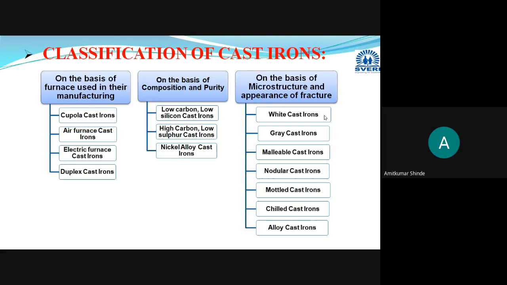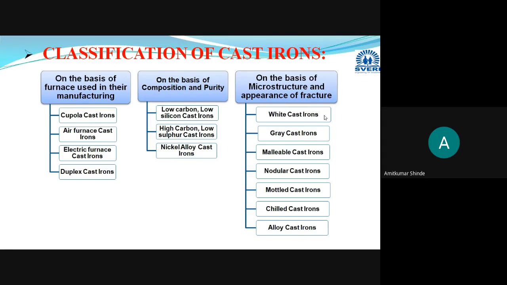In gray cast iron, that carbon will be free, but it will appear in the form of flakes. In the malleable cast iron, it will appear in a roughly spherical form, not exactly spherical, but an irregular shaped sphere. And in the nodular cast iron, it will appear spherical in nature, completely spherical. In all these three types, carbon will be free, but their appearance will be different.